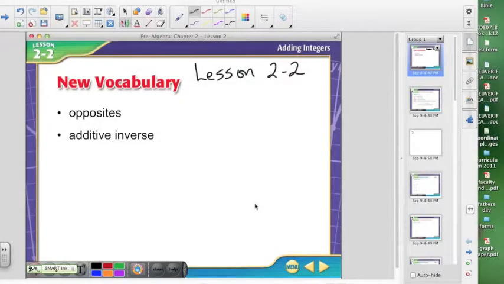Lesson 2-2. Again, you have two vocabulary words that you need to pause the video and do, and then come back and finish the video.